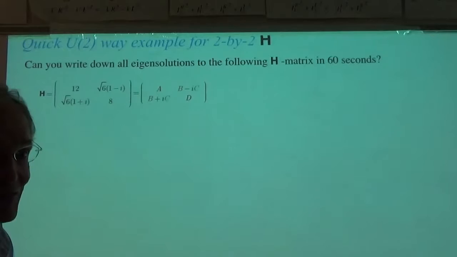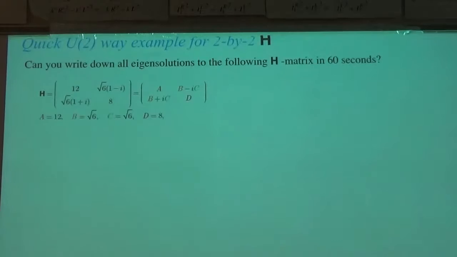Got time, more time. Okay, so you're given that thing. You got to write it as the B minus iC and the B plus iC. Okay, so there are the numbers that we're playing with. Convert to polar form.